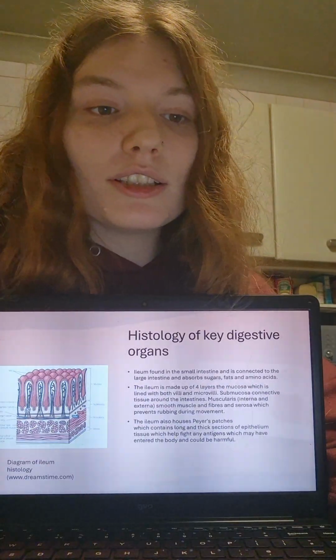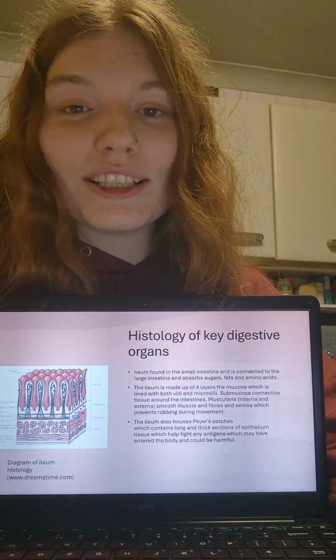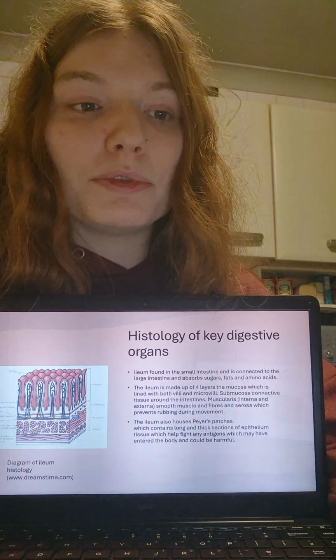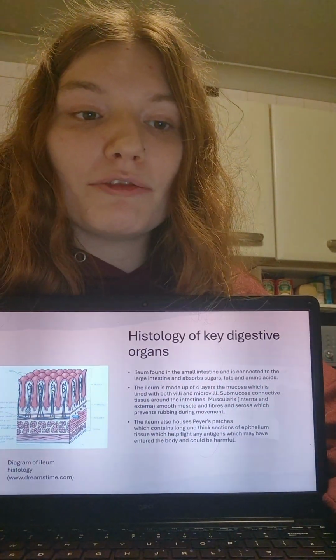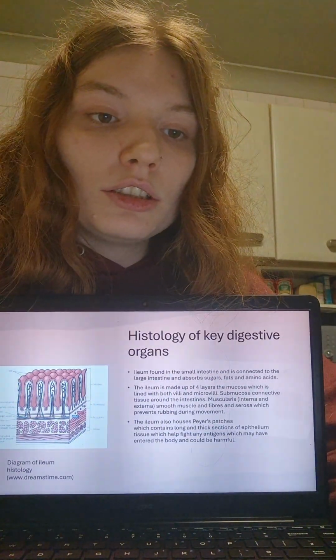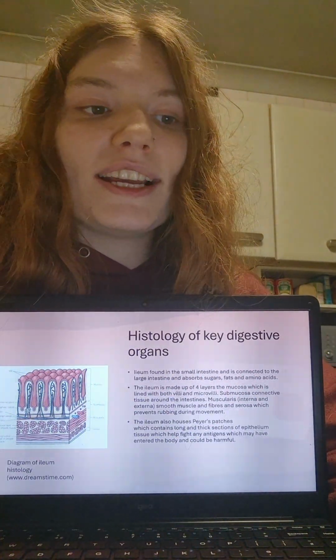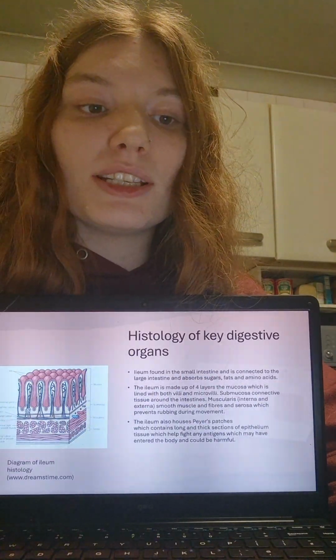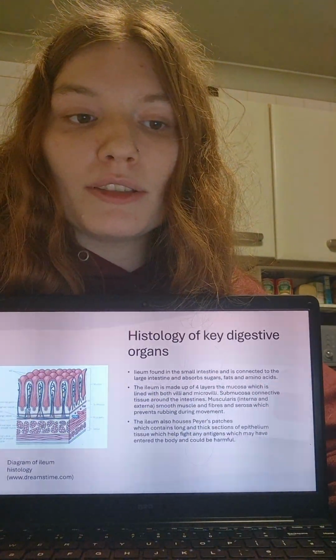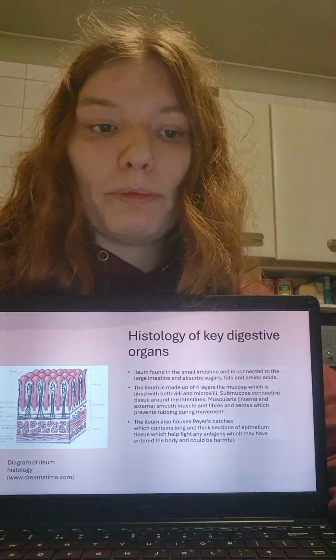The ileum is found within the small intestine and is connected through the large intestine and helps absorb sugars, fats, and amino acids. This is also made up of 4 layers, which includes the mucosa, which is also lined with villi and microvilli, submucosa, which is the connective tissue around the intestines, and muscularis interna and externa, which is smooth muscles and fibres, which help prevent rubbing again.